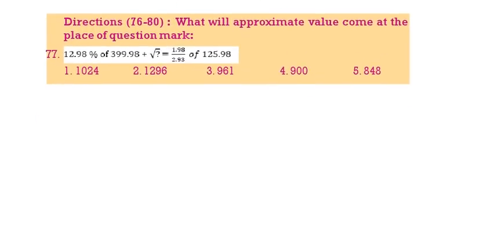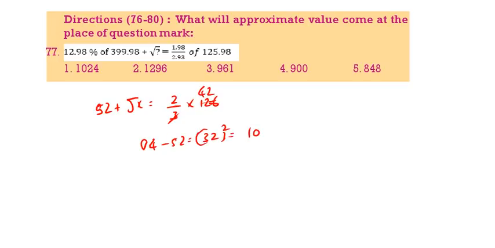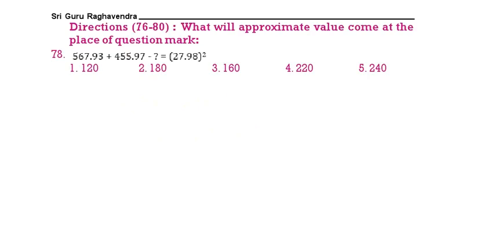13% of 400. That means 13 into 4. What is 13 into 4? 52. Plus root x is equal to 2 by 3 of 126. This is 84. So 84 minus 52, 32. 32 whole square is, what is 32 whole square? 1024. 1 is the correct answer. Next question.